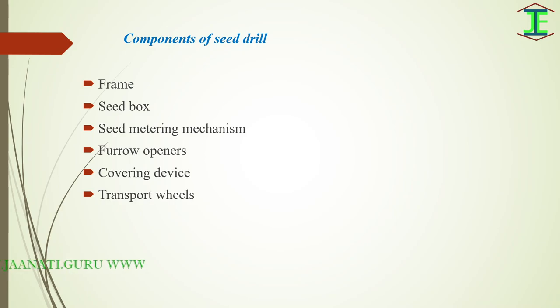And seed metering mechanism. The seed metering mechanism meters the seeds and sends the seed to the seed tube, through which it will sow into the soil. Furrow openers. The furrow opener opens the furrow, and after placing the seed into the soil, the covering device will cover the soil on that furrow, on those seeds. Transport wheels. By the movement of the transport wheels, this whole operation will be done.